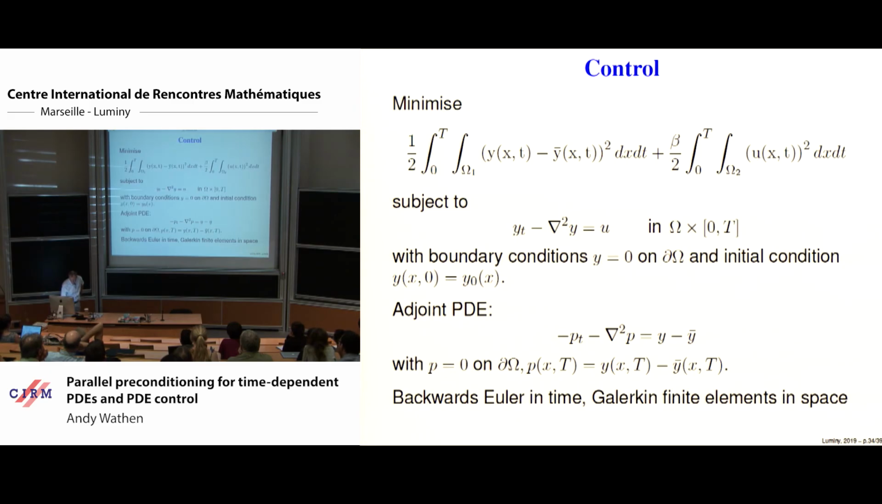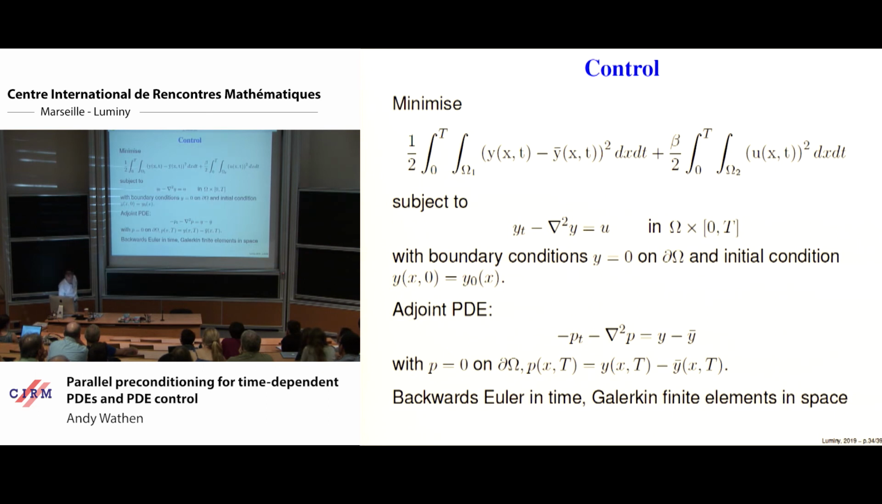Control. I don't know if you have time to do control. There's a control problem. We're trying to minimize the difference between Y and some desired state. We use some control U to do so. This is the heat control, so you're just adding heat sources and sinks in the domain in this case. There's an adjoint PDE associated with this forward heat equation. This is the adjoint equation, so P is the adjoint variable.